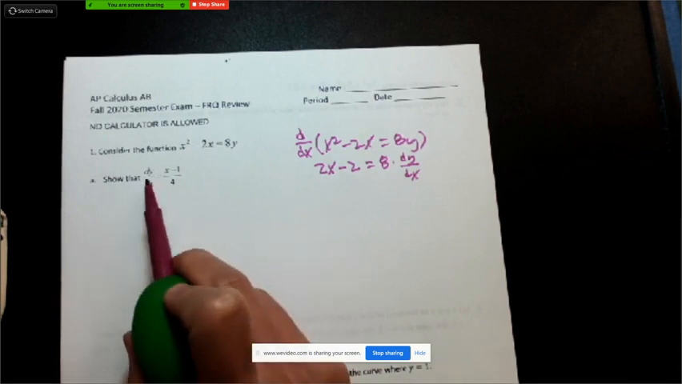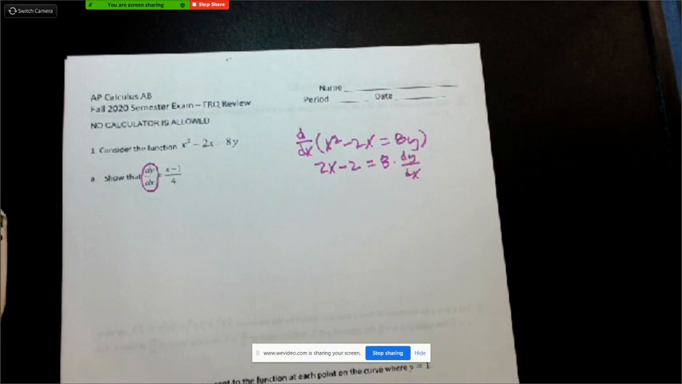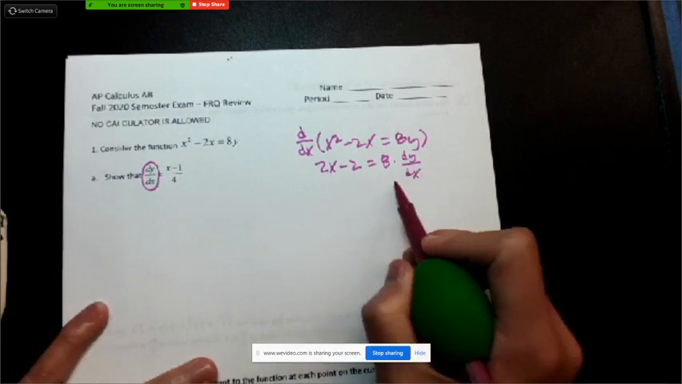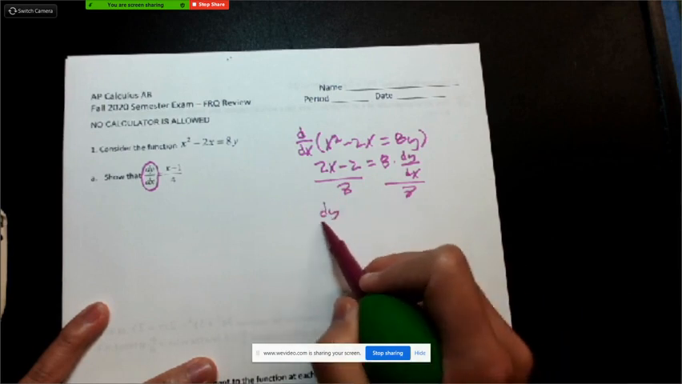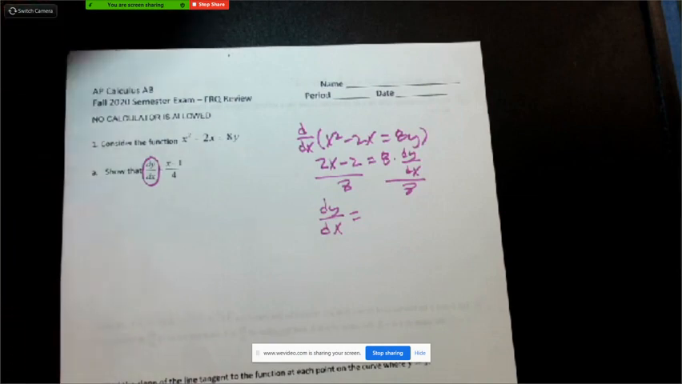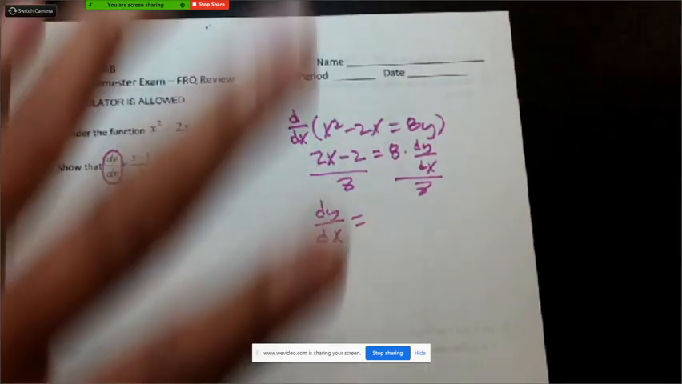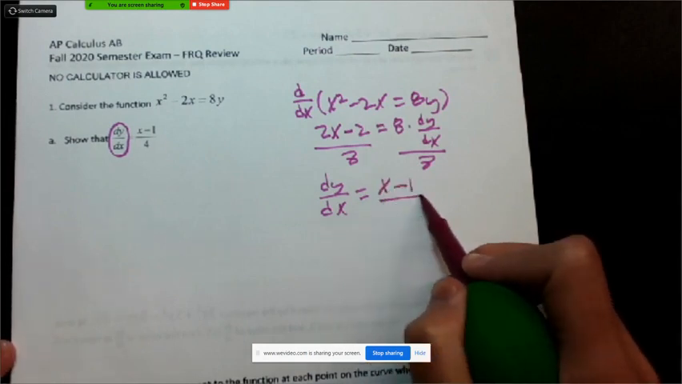It says I want dy over dx all by itself. So what is the only thing I need to do on both sides? Divide by 8. So when I do, I'm going to write dy over dx on my left side. And are they all divisible since we have even numbers? Yeah. So what's my first value on the top? x minus 1 over 4.